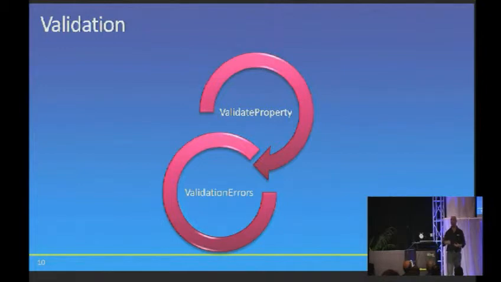And once you do that, you can bind that to a validation summary control. Validation summary control with RIA services. You put that on the screen, and it'll show you a list of all the validation errors in the collection.